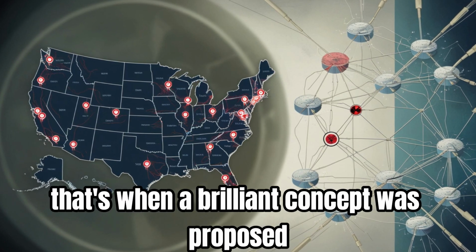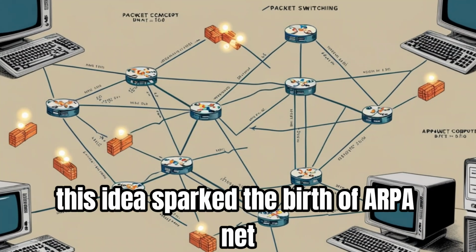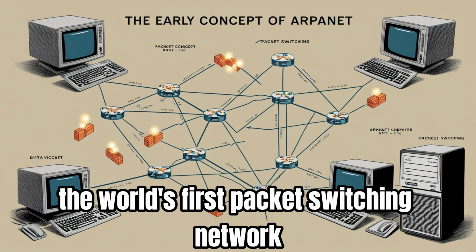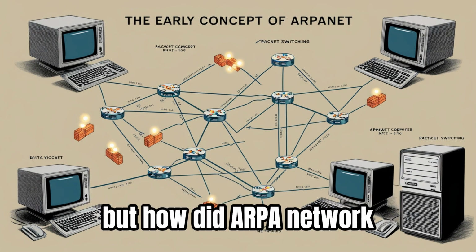That's when a brilliant concept was proposed: the idea of a network of networks. This idea sparked the birth of ARPANET, the world's first packet switching network and the direct precursor to the internet. But how did ARPANET work?